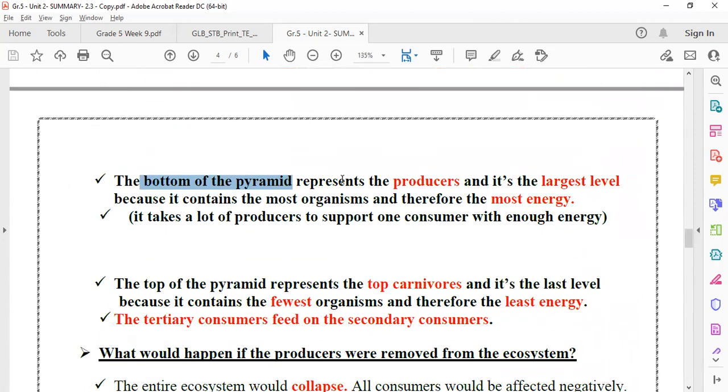The bottom of the pyramid represents the producers, and it is the largest level because it contains the most organisms and therefore the most energy. Yes, it takes a lot of producers to support one consumer with enough energy. So what does this mean? Again, it takes a lot of producers to support one consumer with enough energy.